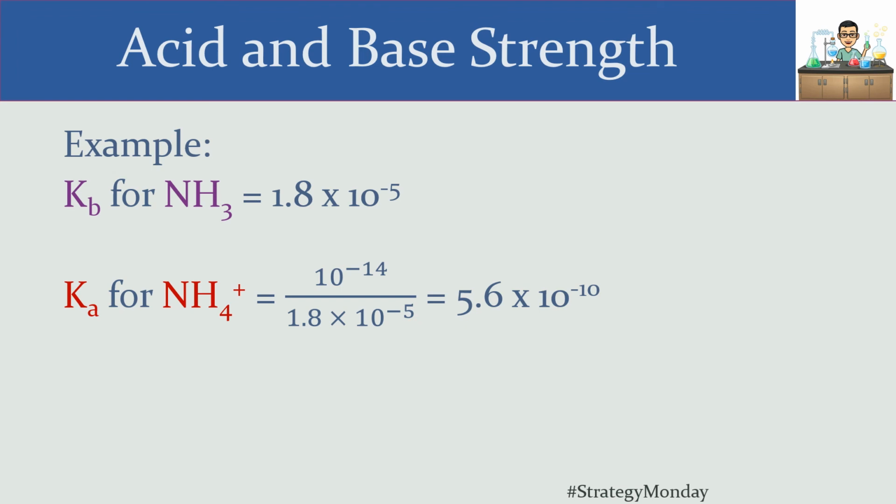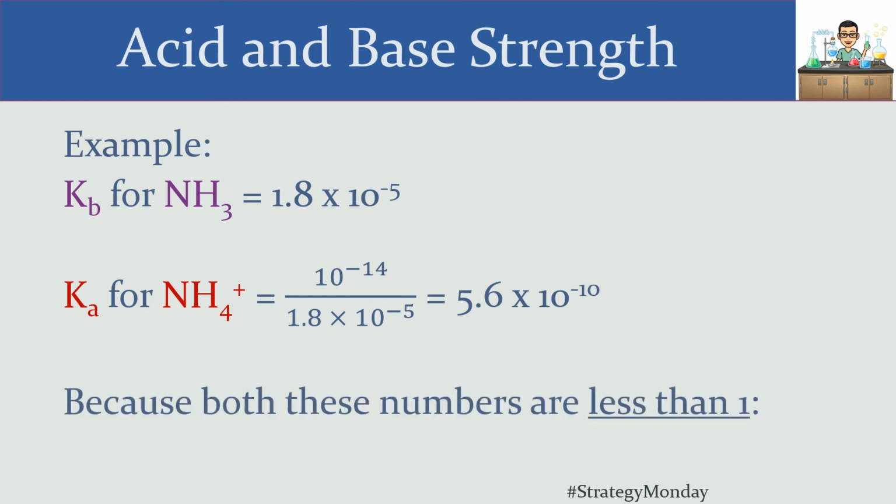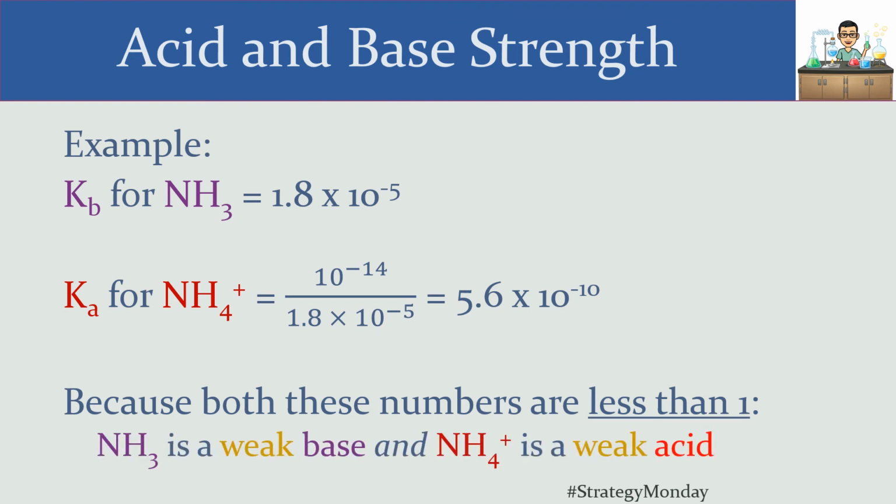So if I take a look at this number here, and if I take a look at this number here, remember we said that anytime we have a strong acid or base, it should have a K value greater than 1. So if I take a look at that top number, and I take a look at this bottom number here, neither of those is greater than 1, which means, because both these numbers are less than 1, that NH3 and NH4+ are weak species. Each of those happens to be a weak base or acid.